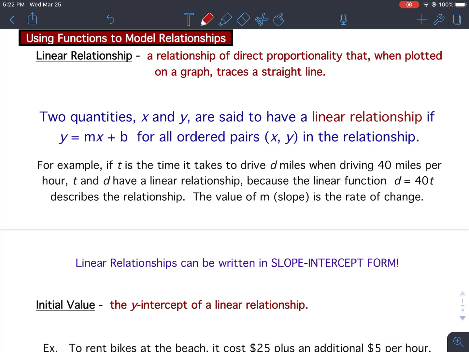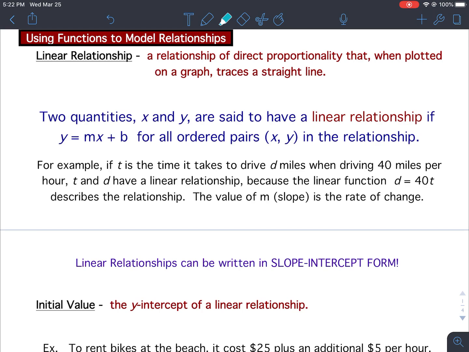We talked about how if it is of the form y equals mx plus b, then it is linear. So this is, again, just something you've already heard. So for example, if t is the time it takes to drive d miles when driving 40 miles per hour, t and d have a linear relationship because the linear function distance equals 40t, which is distance equals 40 times the time, describes the relationship.